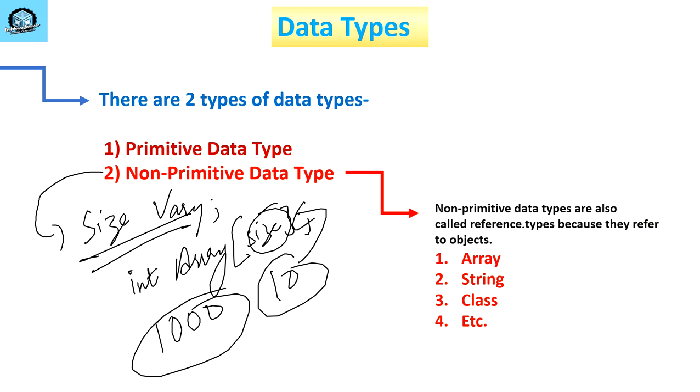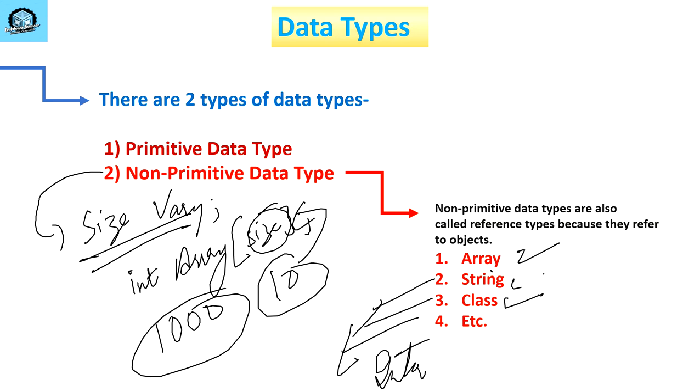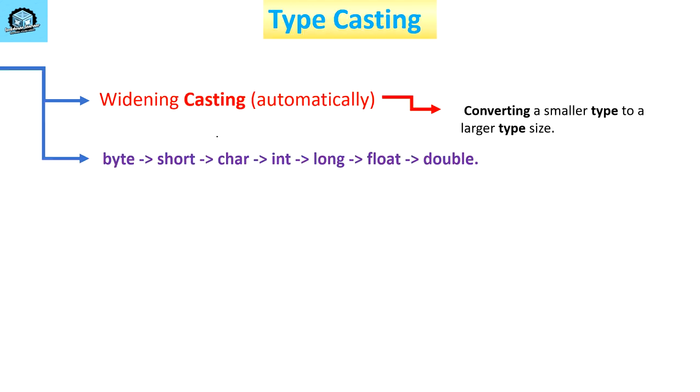They are called reference types because they refer to an object. We have strings, classes, and so on, and you can also take interfaces. We will discuss class and string in further videos, so you will get to know more about these. Now we are going to discuss conversion, like typecasting.